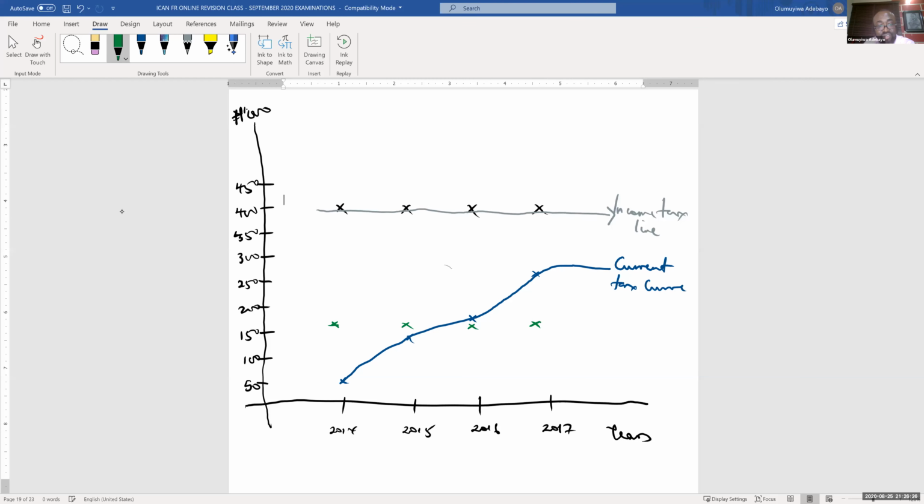And this also forms like a straight line. Don't mind my line. Therefore, I'll call this income tax line. Sorry, this income tax line. The first one is not income tax line. This is profit line.